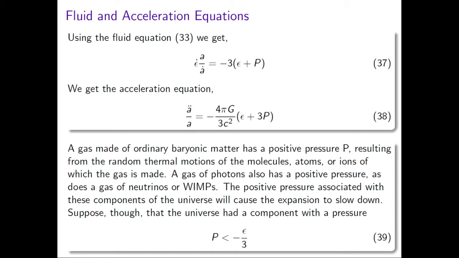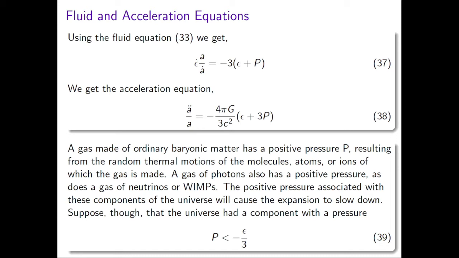But later we will also see that if the universe had a component, and this is an Easter egg for what I'm going to speak about later, which has a pressure less than minus epsilon by 3, it basically means that it exerts a negative pressure. That means that in order to neutralize the effect of the positive pressure that is exerted by the baryonic matter.